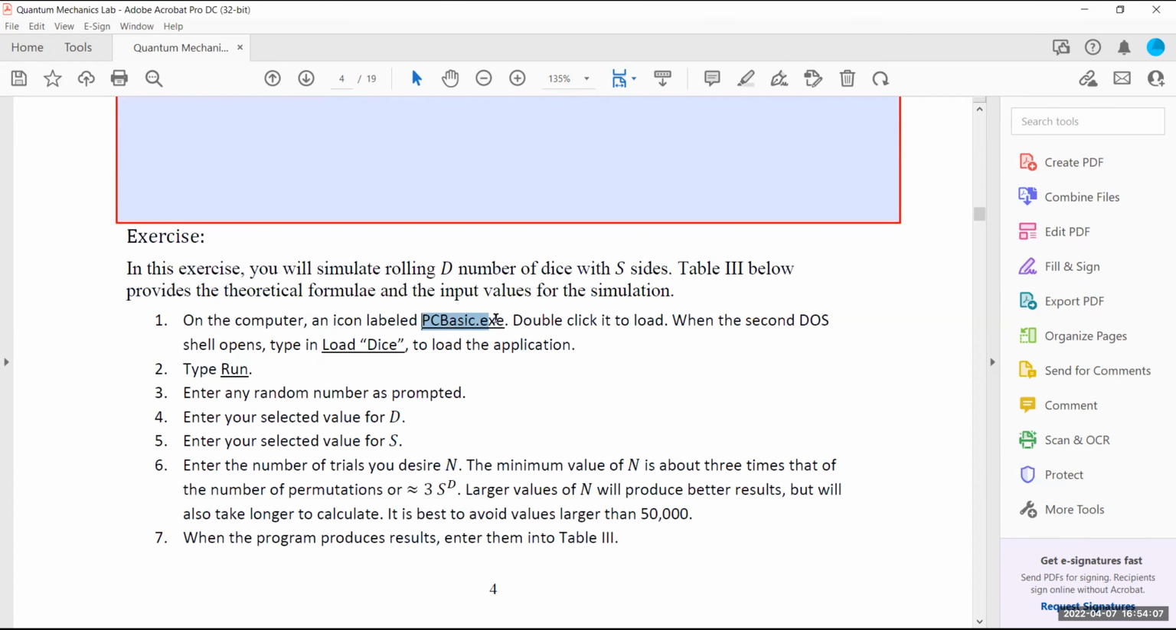So we opened the zip file and we double clicked on the PC BASIC. And then when the second DOS window opens, because there are 2 DOS windows, type in load dice with these quotation marks. If you forget the quotation marks, it's going to complain. Then to load the application, type run, enter any number as suggested, and enter. Okay, so now let me stop sharing so that we can follow the steps.